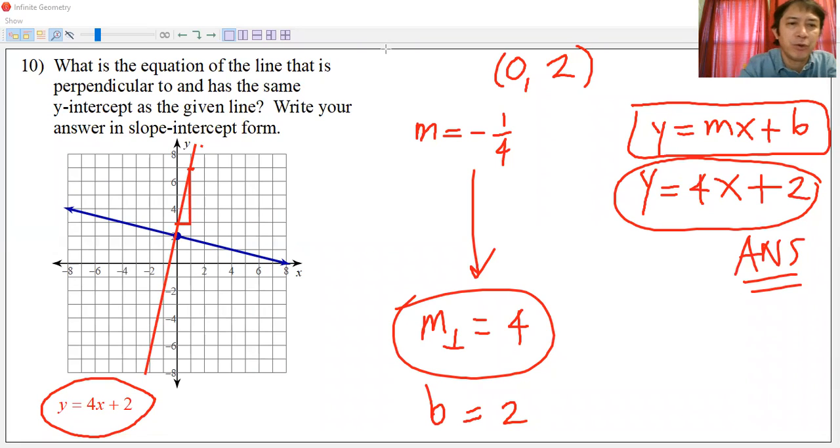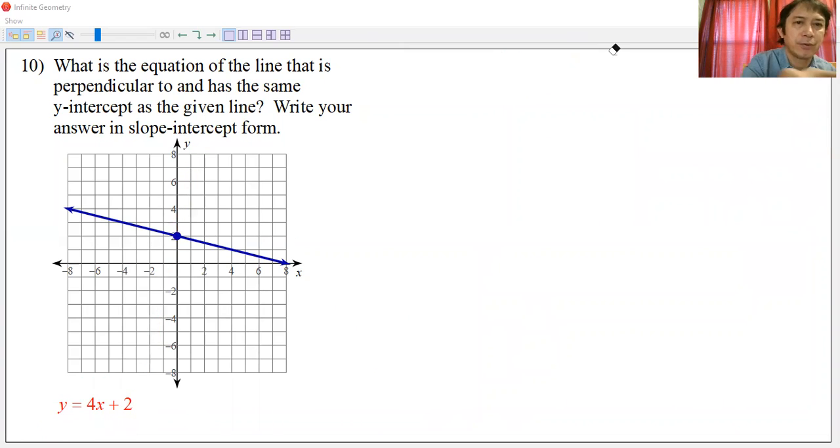Let me remove the triangles. So this is how to write the equation, and this goes to our number 10. The answer is y is equal to 4x plus 2. Let's continue with the next number, number 11.